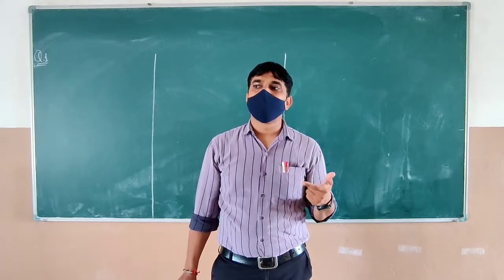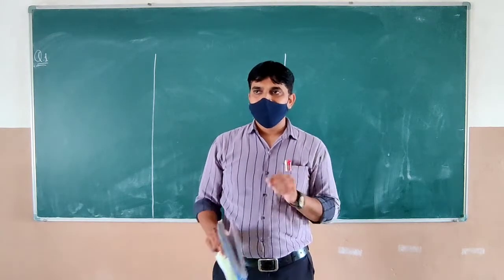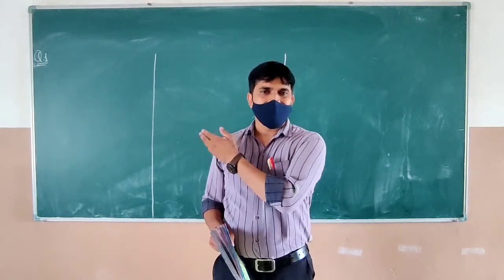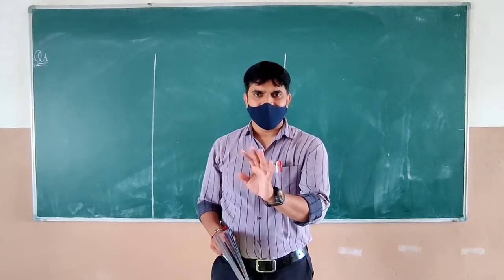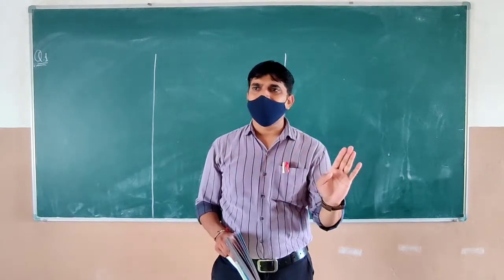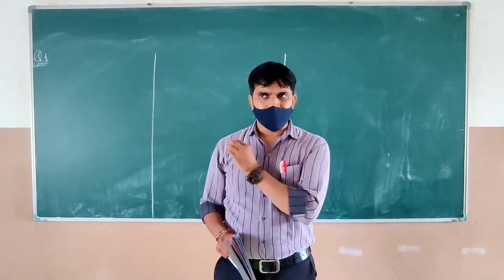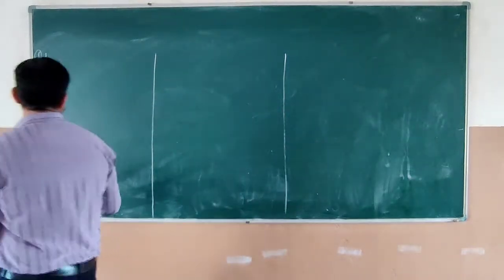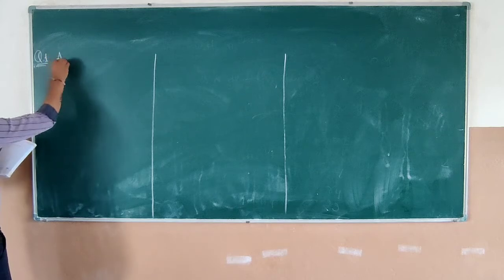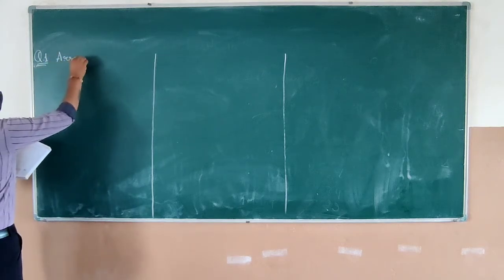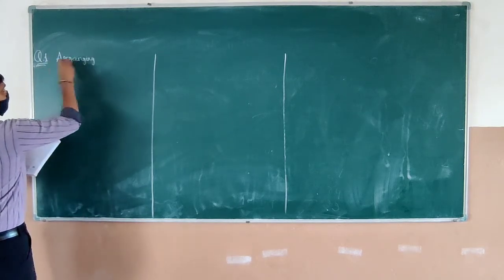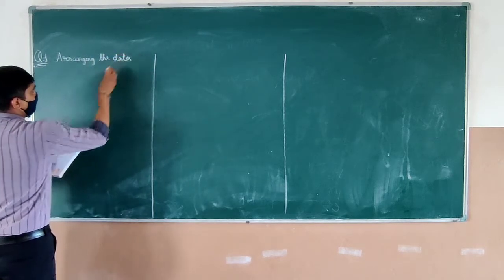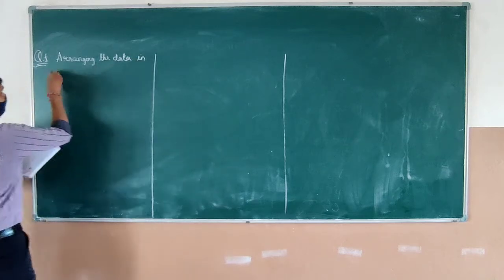What are we supposed to find? Median and mode. First of all, since the data is only 15 numbers, we can arrange them in ascending order and write down the answer. No need to draw a table, but if you want to draw a table, it is up to you. So what will you write? Arranging the data in ascending order.